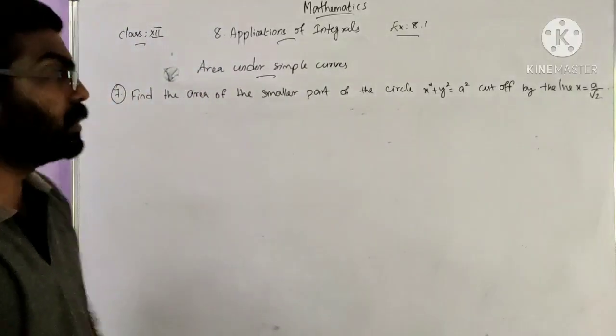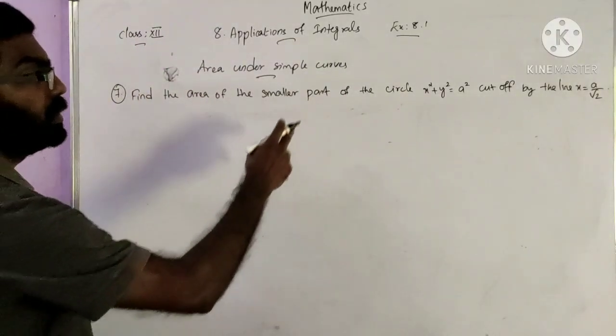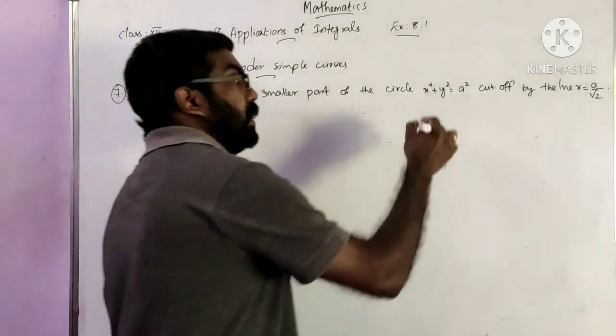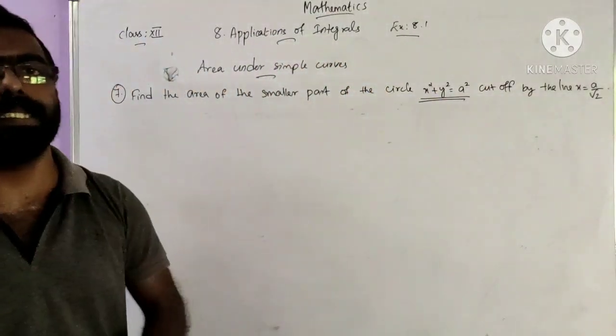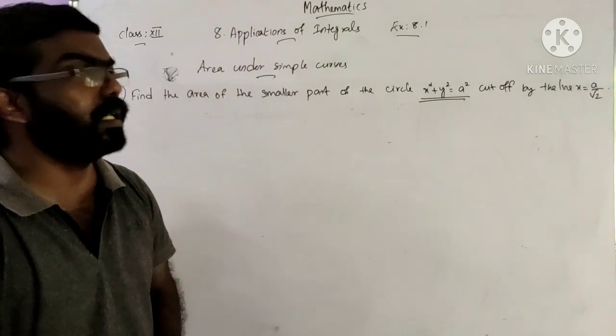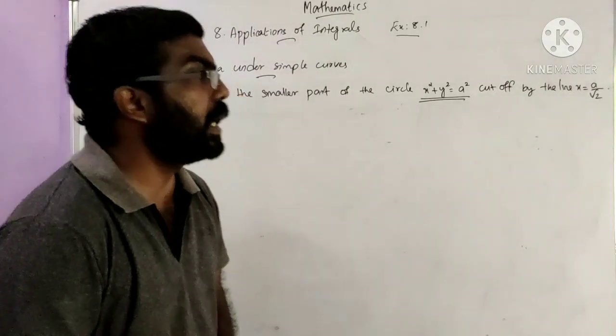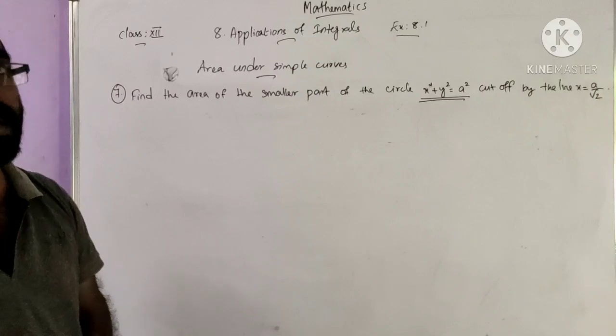Now we move on to question number 7. Find the area of the smaller part of the circle x² + y² = a². That means a circle with center origin and radius a units, cut off by the line x = a/√2.